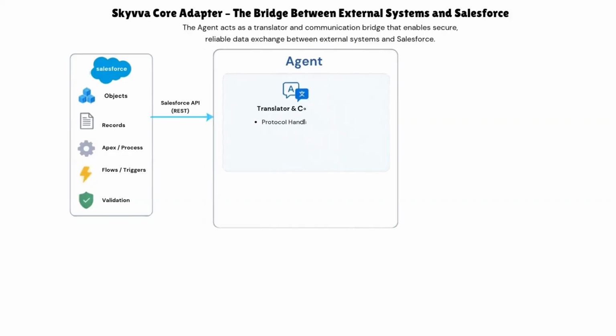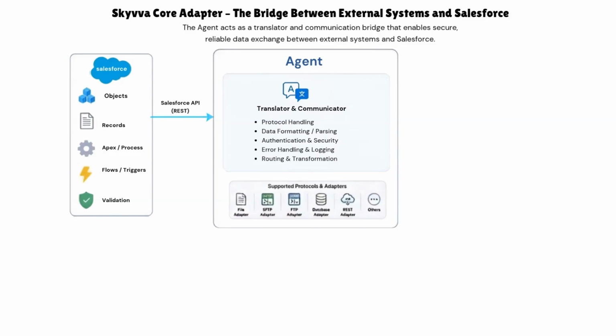Next, in the center, we have the agent, adapter core. The agent acts as a translator and communication bridge that enables secure and reliable data exchange between Salesforce and external REST API providers. It handles protocol communication, data formatting and parsing, authentication and security, like token or OAuth 2.0 based authentication, error handling and logging, as well as routing and transformation. The agent core does not contain business logic. Its main purpose is to manage communication and data exchange.